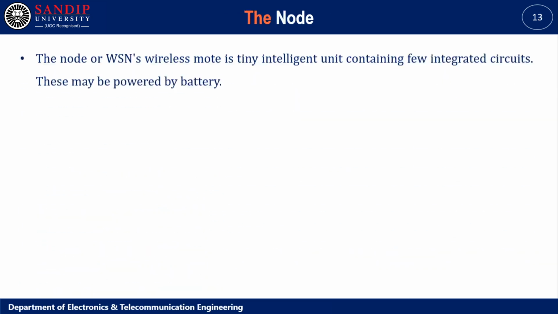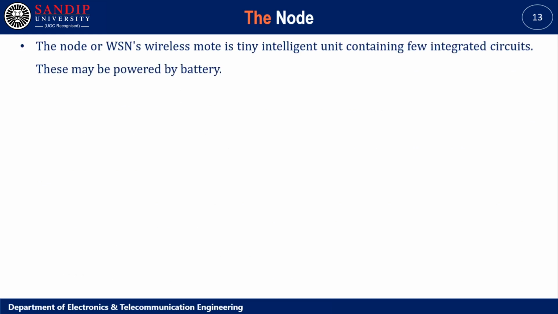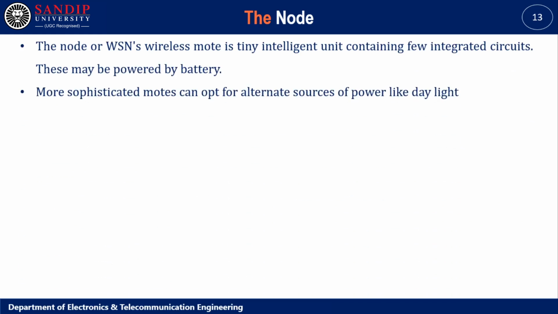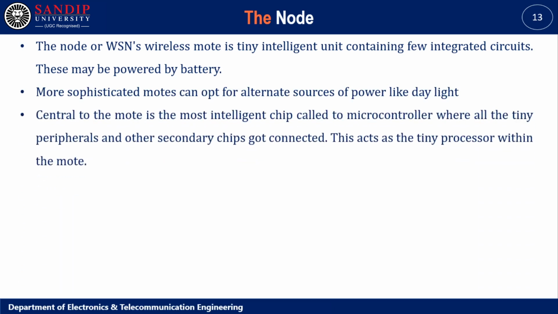The nodes. The WSN wireless node is a tiny intelligent unit containing a few integrated ICs. These may be powered by battery. More sophisticated nodes can opt for an alternate source of power like daylight.